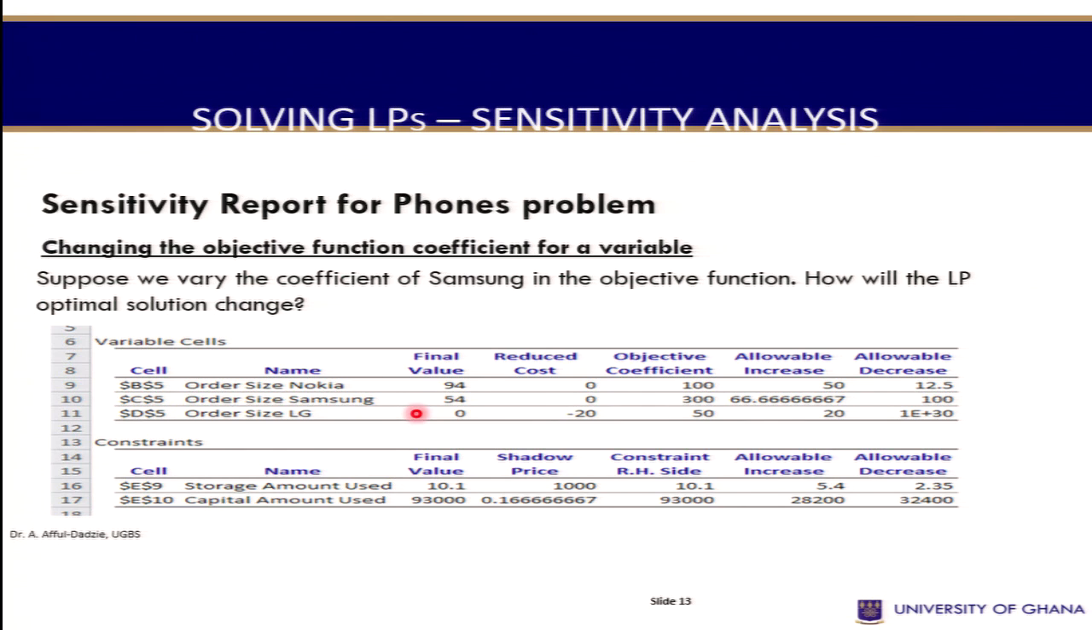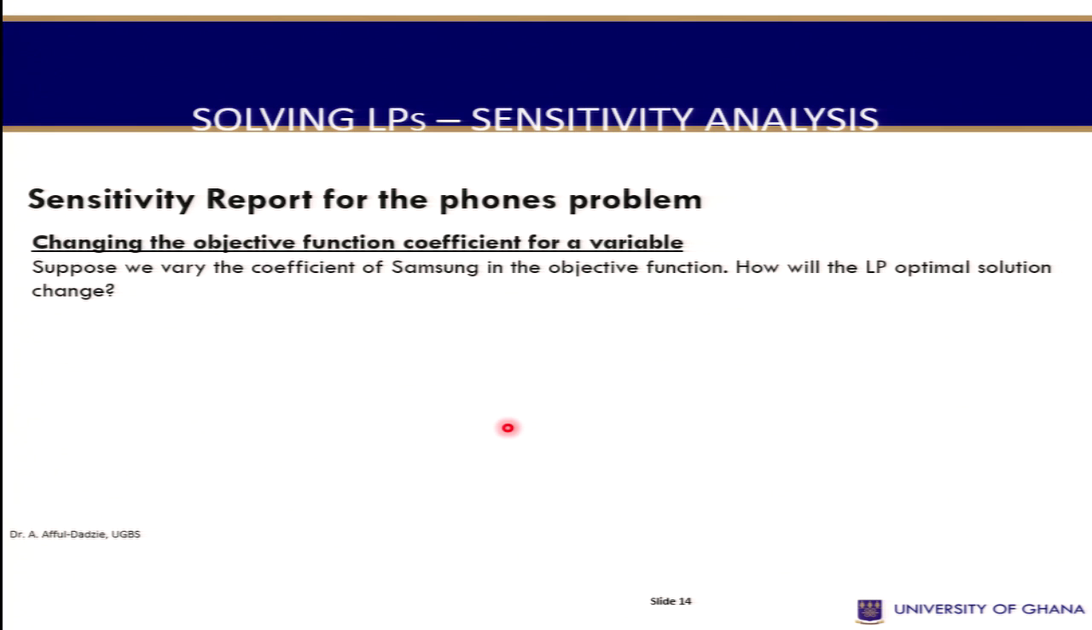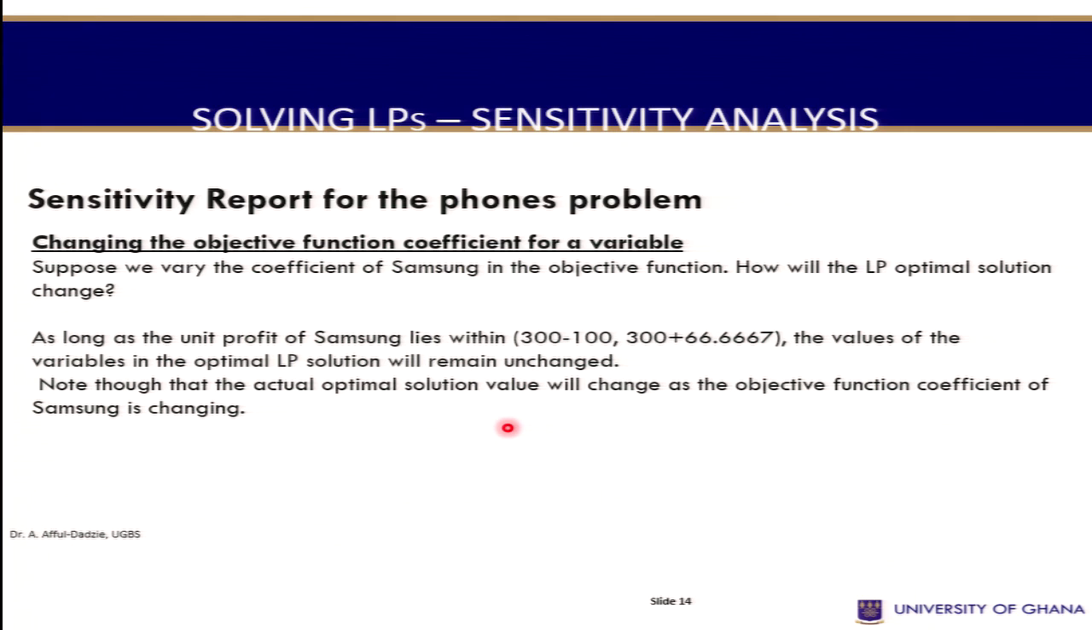Remember that when I say optimal solution, I'm speaking in respect of the 94 order size for Nokia, the 54 order size for Samsung, and the zero order size for LG. So the first question we need to ask ourselves: suppose we vary the coefficient of Samsung in the objective function, how will the solution change? We realize that we have something we call allowable increase and allowable decrease.